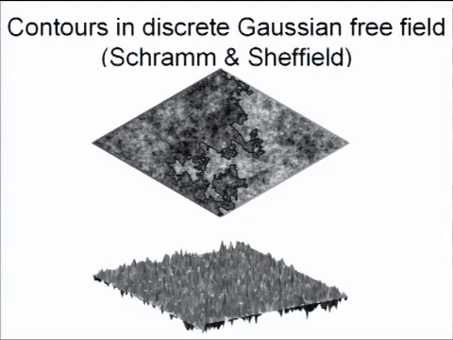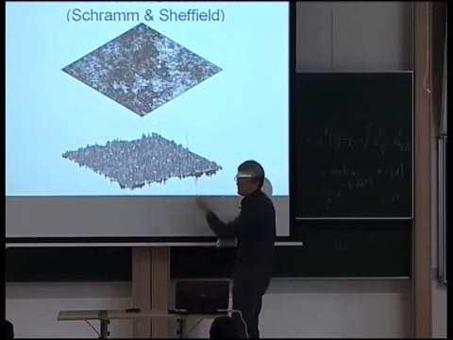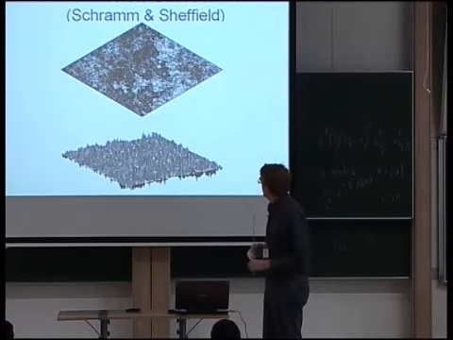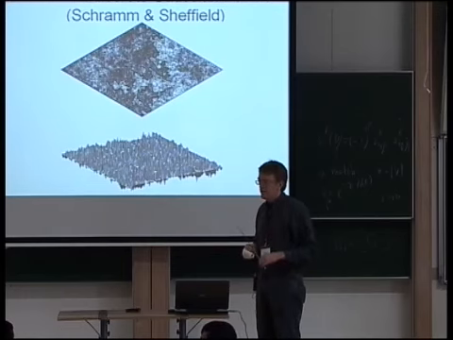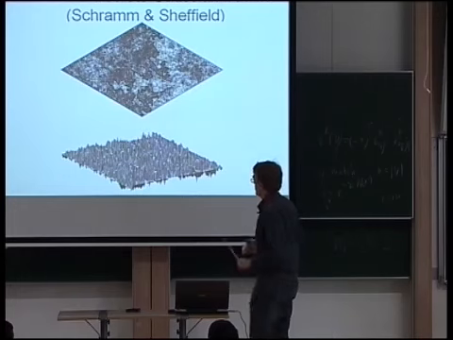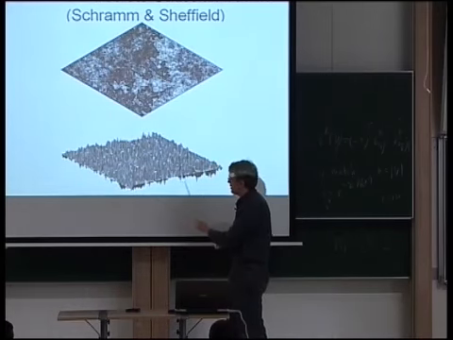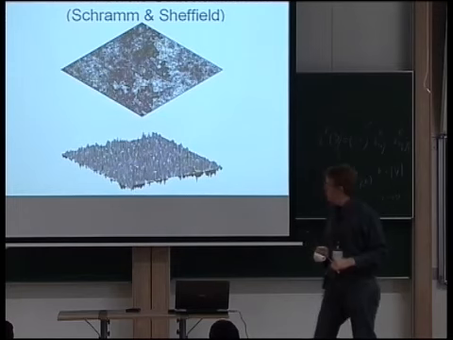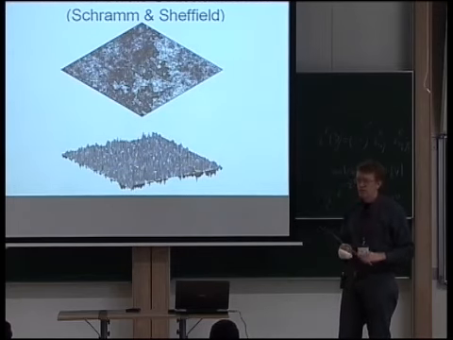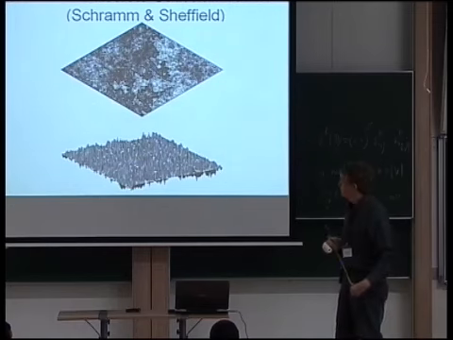Okay, so this is an example. This picture was taken from Schramm and Sheffield's paper. It shows the Gaussian free field with certain boundary conditions. And this is a contour line in this Gaussian free field. The left-hand side has one height, the right-hand side has a different height, and the contour line is in the middle. What Schramm and Sheffield proved is that if you look at this contour line, then in the limit this converges to SLE4.